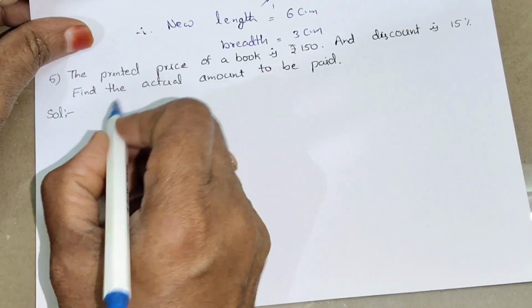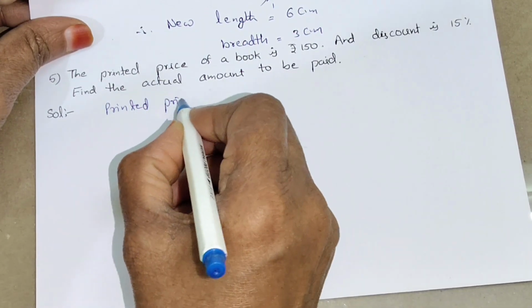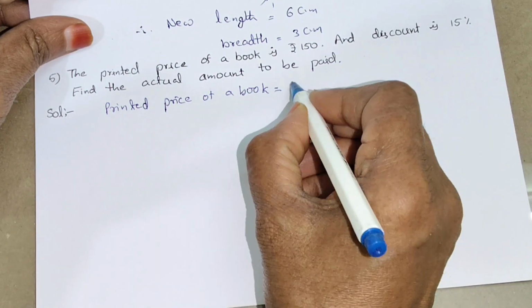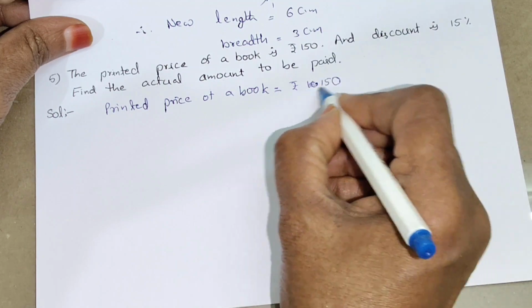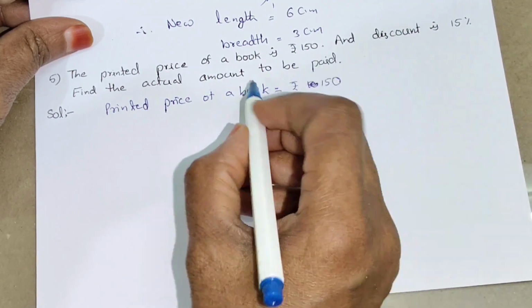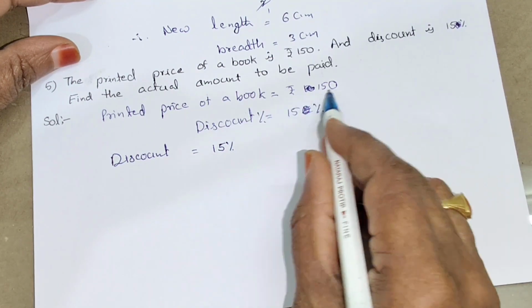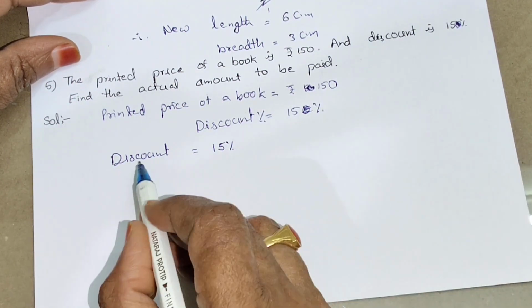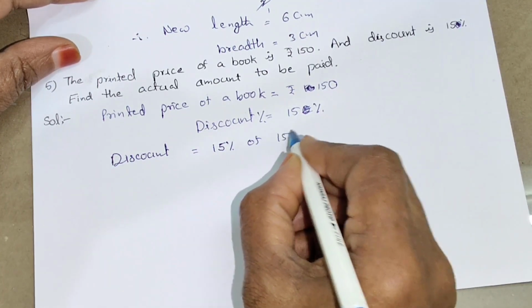Here the printed price of a book is 150 rupees. The discount percentage is 15%, so the discount is equal to 15% of 150 rupees.